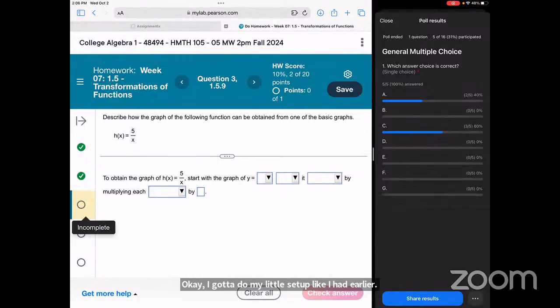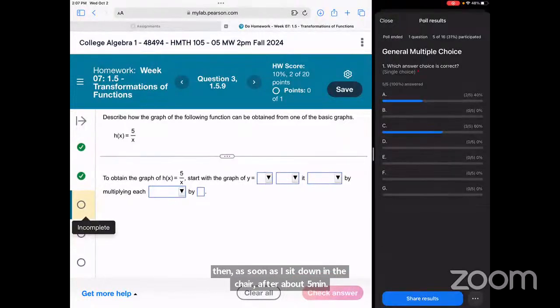So I had a realization. Basically what happens is, I've got my energy, and then as soon as I sit down in the chair, after about 5 minutes I'm looking down at the screen, my head starts to go down. I want to put my head down and go to sleep.